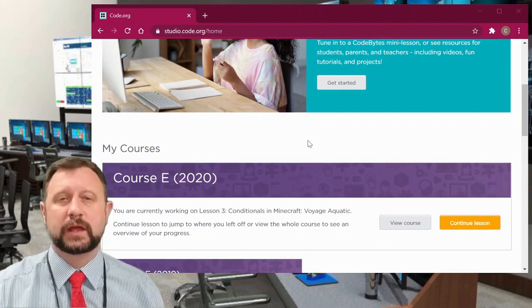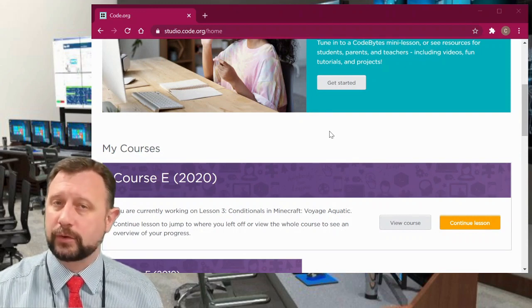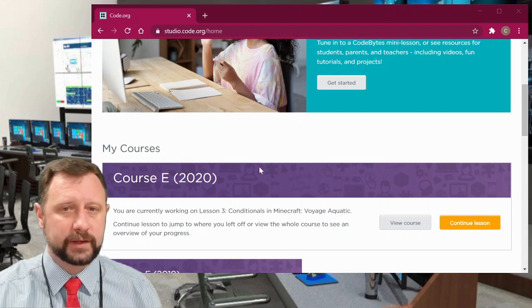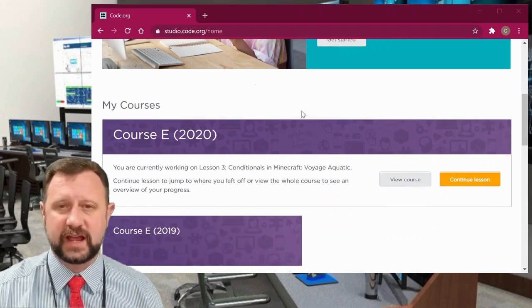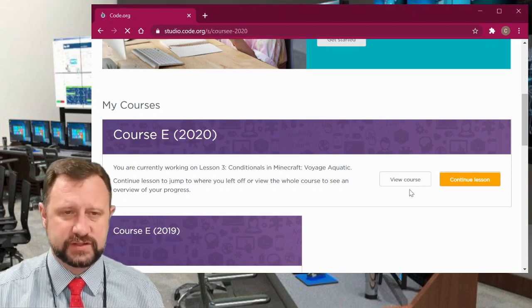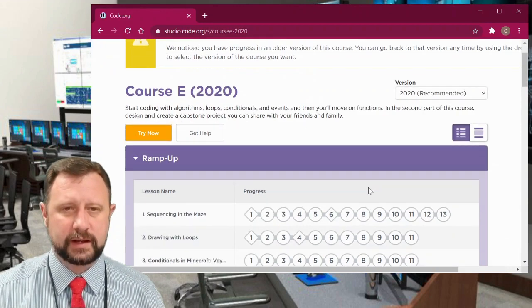Here's what you'll do. You'll log in to code.org. Remember to go to code.org, sign in with your Google account, and you'll probably see your home page here. This is your dashboard. We're going to look for course E, and we're going to view that course E 2020. We should see all the different puzzles that we did so far.